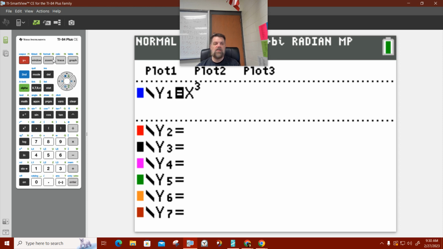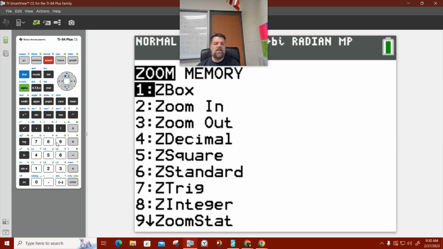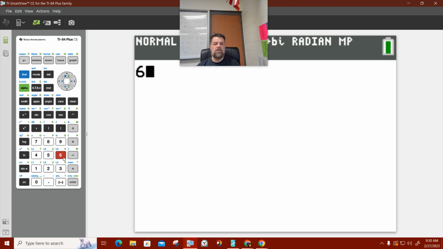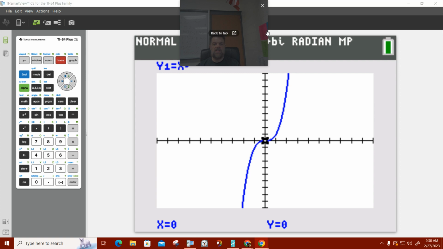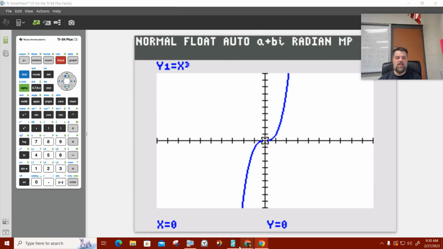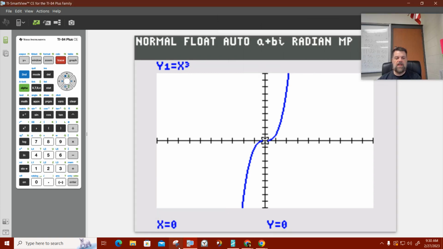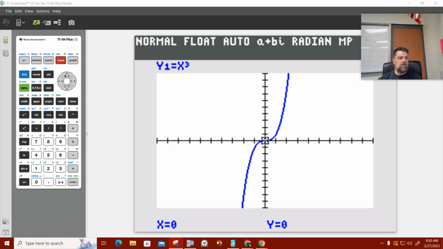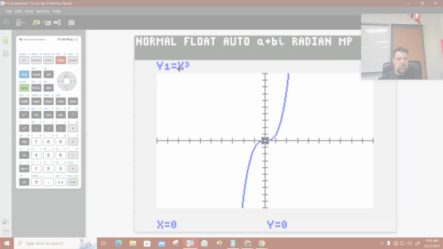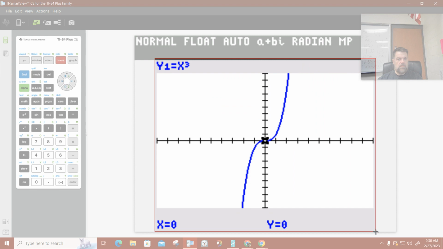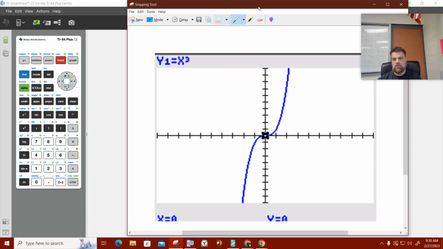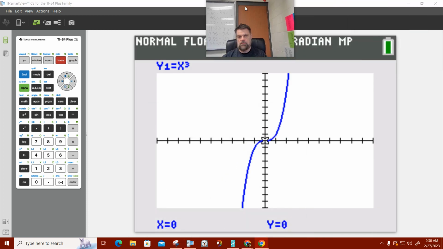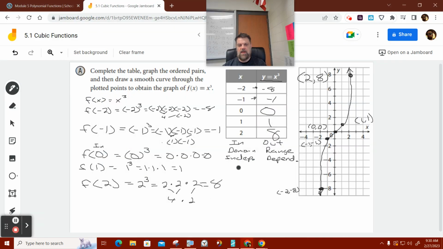Did you get it? Okay. Then we're going to choose zoom standard, which is option number 6. Whoops. Okay. And then I'm going to hit trace because it'll put the equation in the thing. So let's take a picture of that. And this is what the graph looks like. Anybody have any questions on that? You guys getting it okay?